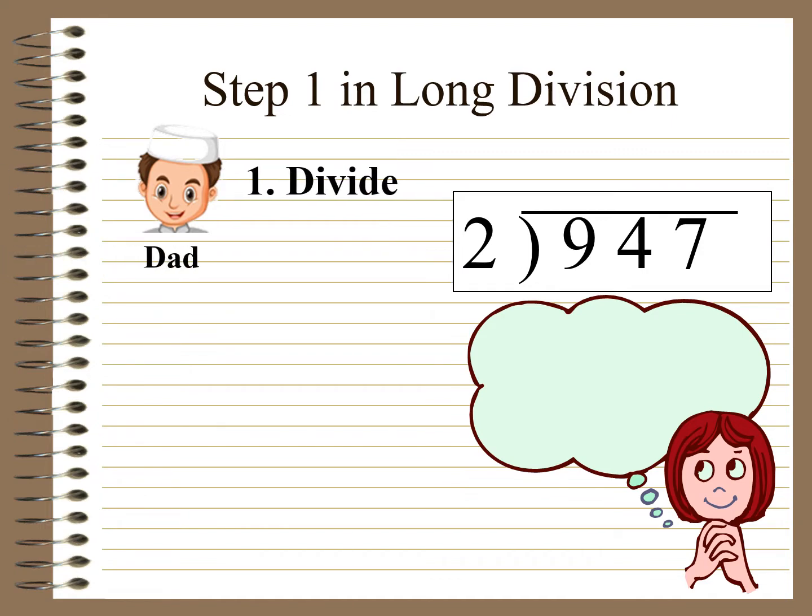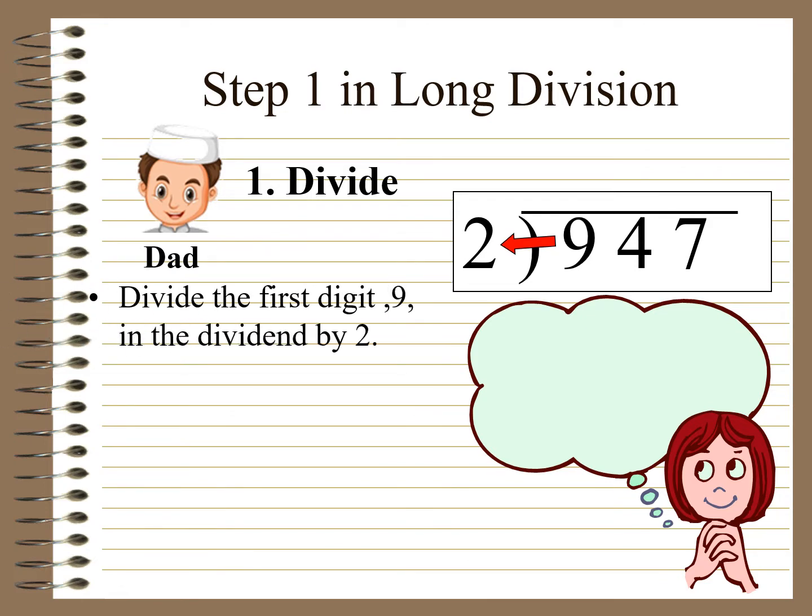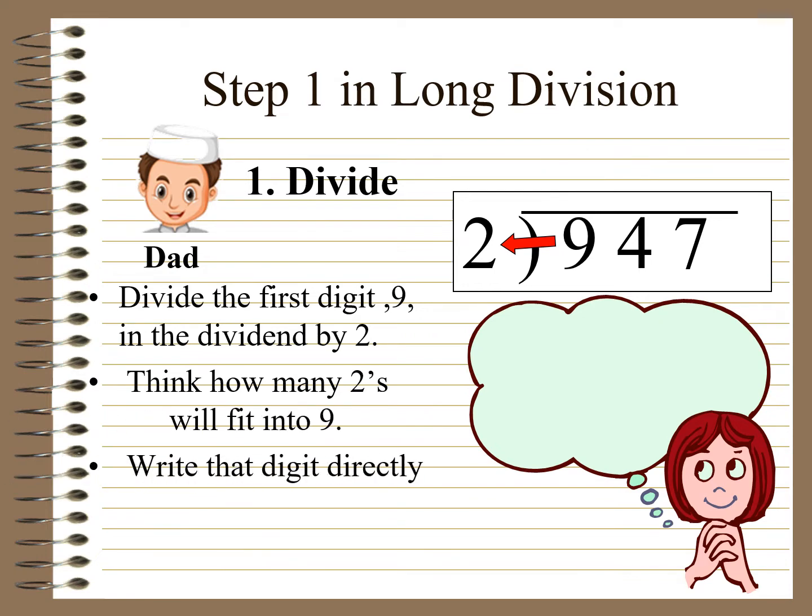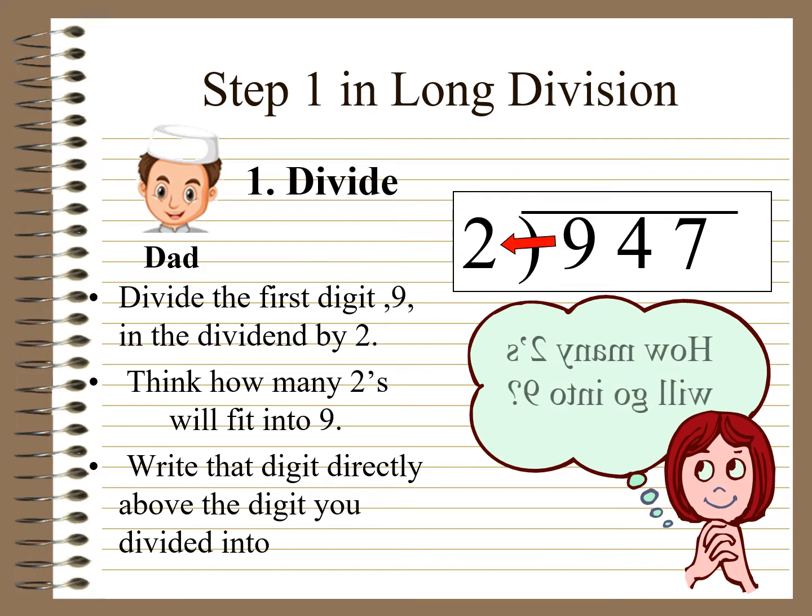Dad, divide. Step 1 in long division. Dad, divide the first digit 9 in the dividend by 2. Think how many 2's will fit into 9. Write that digit directly above the digit you divided into. How many 2's will go into 9?